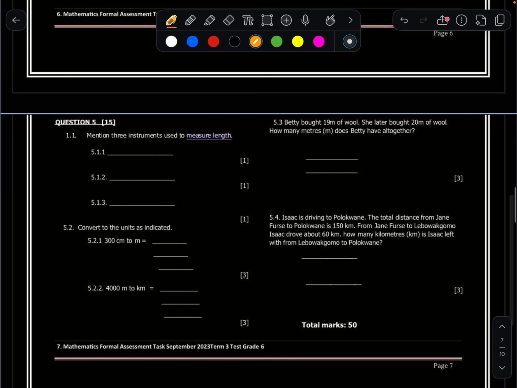Question 5, mention 3 instruments used to measure length. So you can use a ruler, a tape measure, or a trundle wheel. And I'm sure there are other options there.